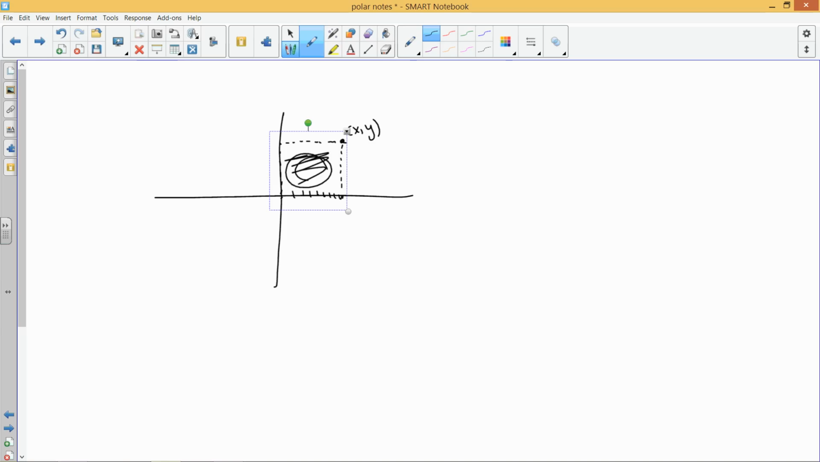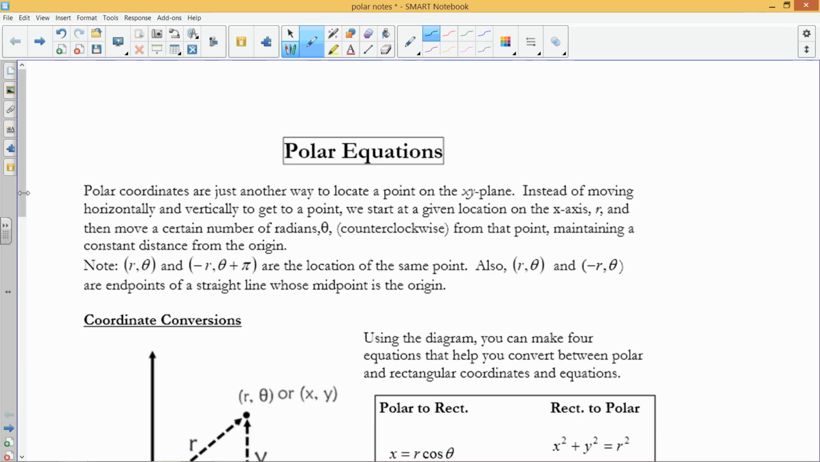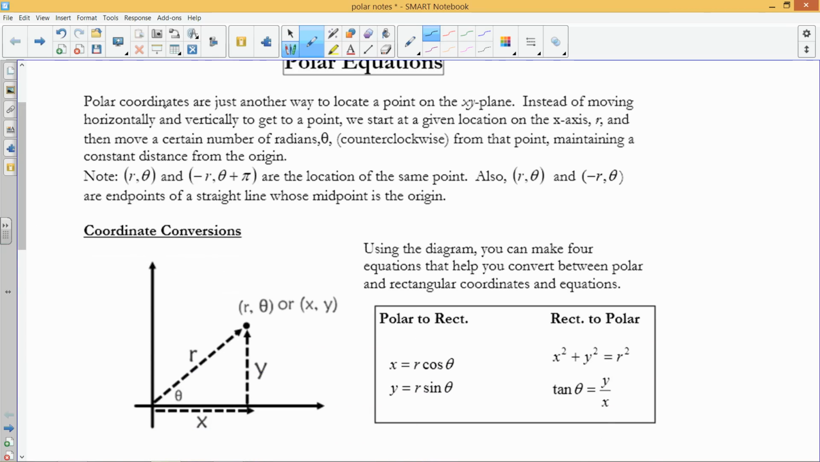With polar, you don't actually get to a point by going left and up, or horizontally and vertically. What you do with polar is you maintain a certain distance from the origin and then you measure your angular distance from the positive x-axis. So polar coordinates are just another way to locate a point on the xy plane. Instead of moving horizontally and vertically, we start at a given location on the x-axis, call that r, and then move a certain number of radians theta from that point, maintaining a constant distance from the origin. Okay? When we do that, we create polar coordinates of r and theta, r being your distance from the origin, and theta being your angular distance from the positive x-axis.